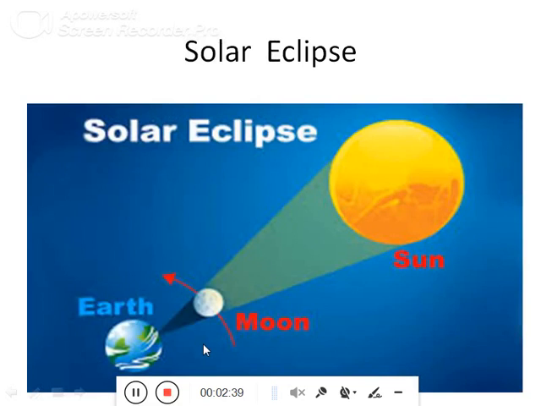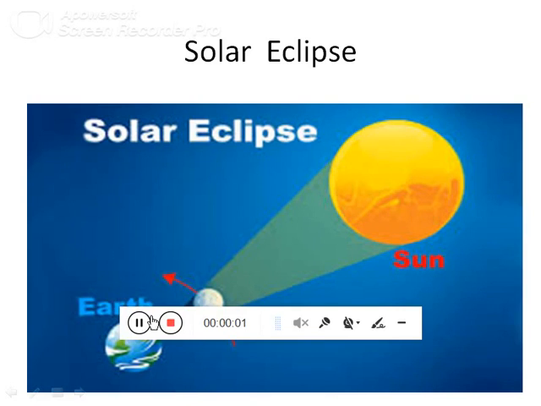And now we will study about the solar eclipse. A solar eclipse is on a new moon day. As the moon revolves, it comes in between the sun and the earth. See, the moon is coming between the sun and the earth. The moon blocks out the sunlight. Its shadow falls on the earth. This is a solar eclipse.